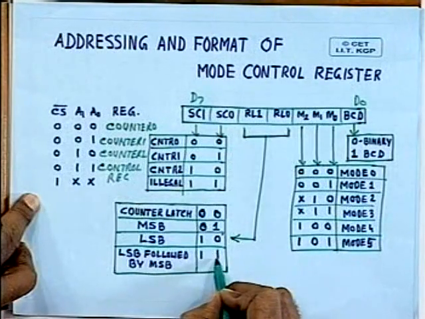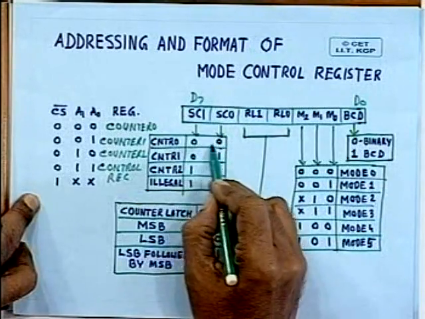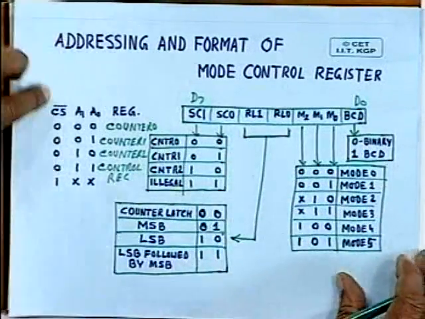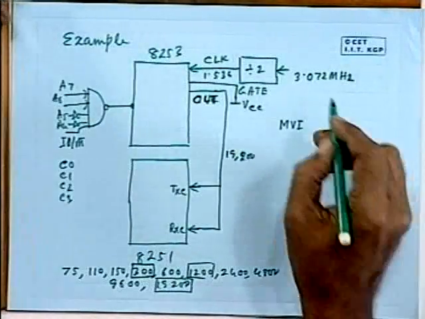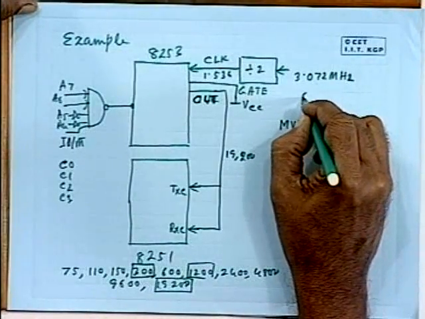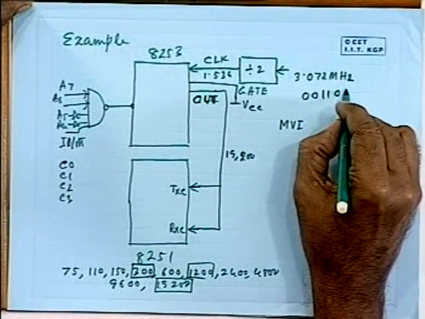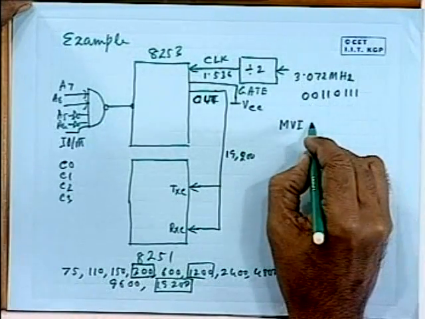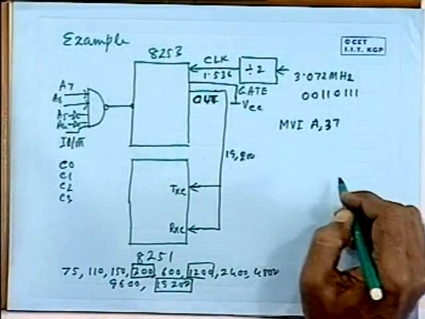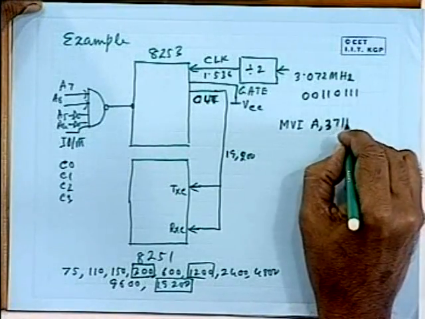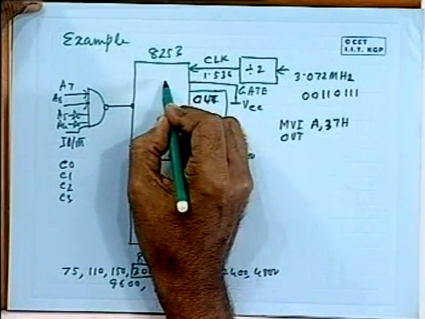So this will be 1, 1, and in this case, since you are using the control register, it will be 0, 0. So the code that you have to write is 0, 0, 1, 1, 0, 1, 1, 1. That means the code is 37. What is the instruction? MVI A, 37H. This is 37 that you have to write into the accumulator. Then you have to output it to the control register.